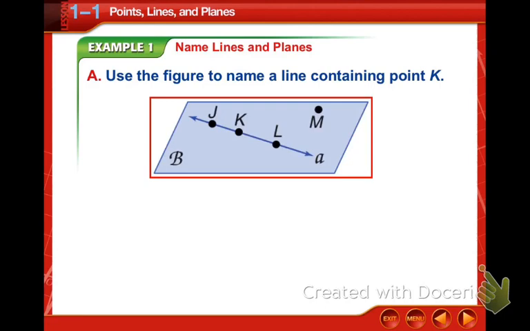So A here, we need to use the figure to name a line containing point K. Now there are a ton of different options. Actually, in my notes I wrote them all down. I'm not going to write them all down here, I'm just going to write a few of them.